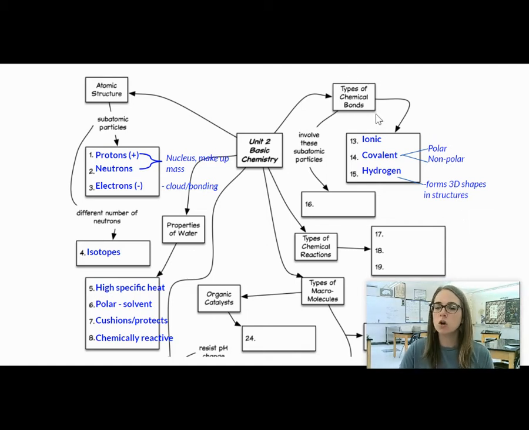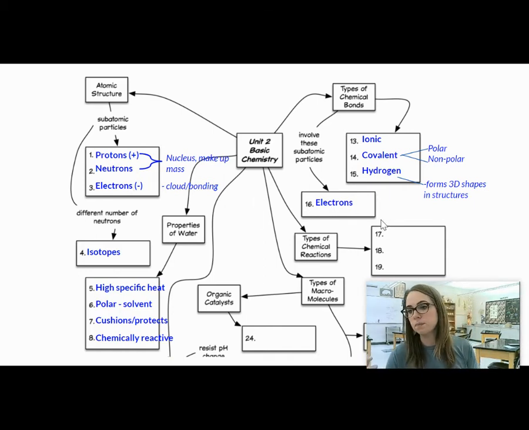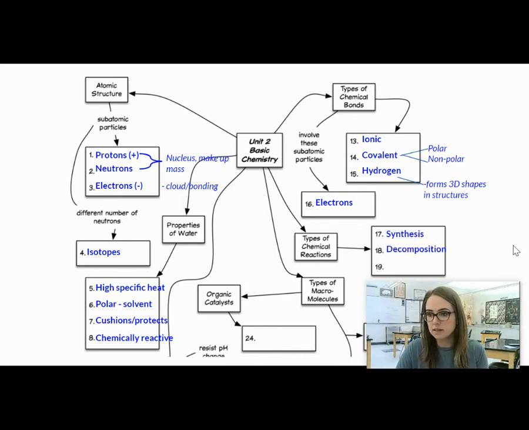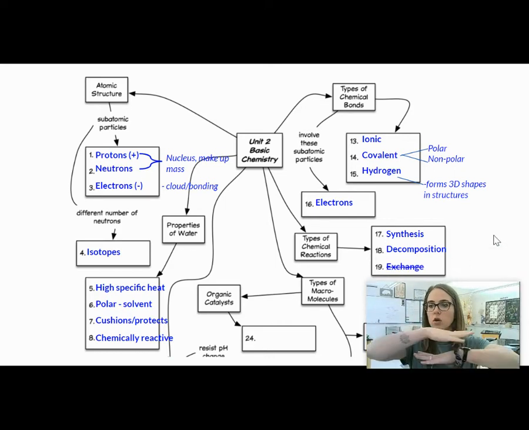Chemical bonds are only, hint over here, involved with electrons. Okay, kind of the same information on both sides here. Electrons are the only particle that's responsible for how an atom reacts and behaves in bonds. And then we talked about types of chemical reactions: synthesis, decomposition, okay? And we didn't really talk about exchange reactions much. These are the ones where the arrows go both ways.